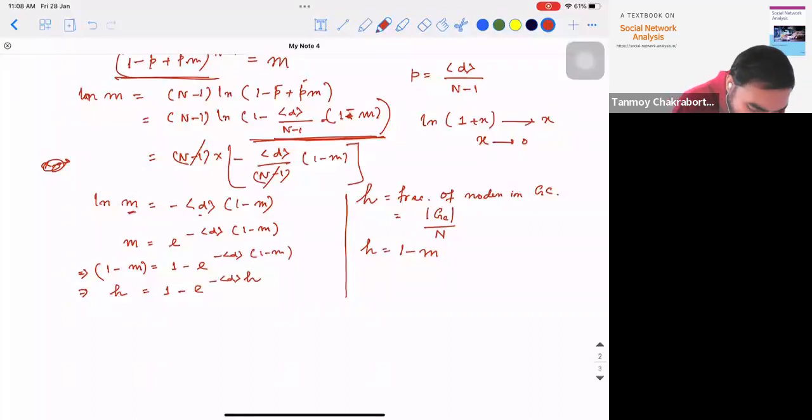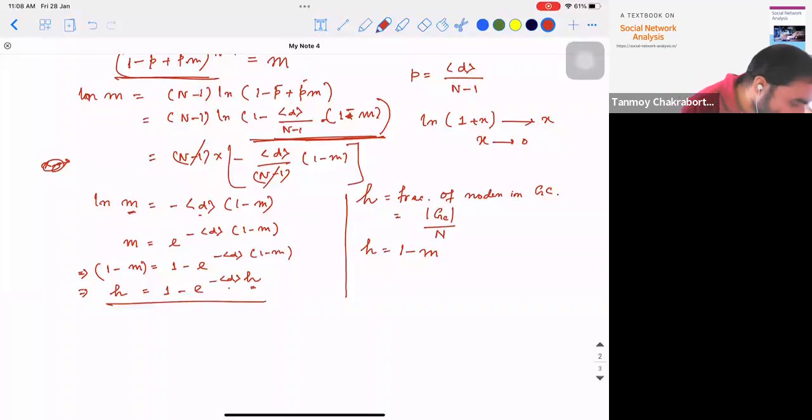Okay, so I have written everything in terms of degree and in terms of the size of the giant component. This fraction is basically the size of the giant component, and the degree. Okay, now we need to solve this equation.